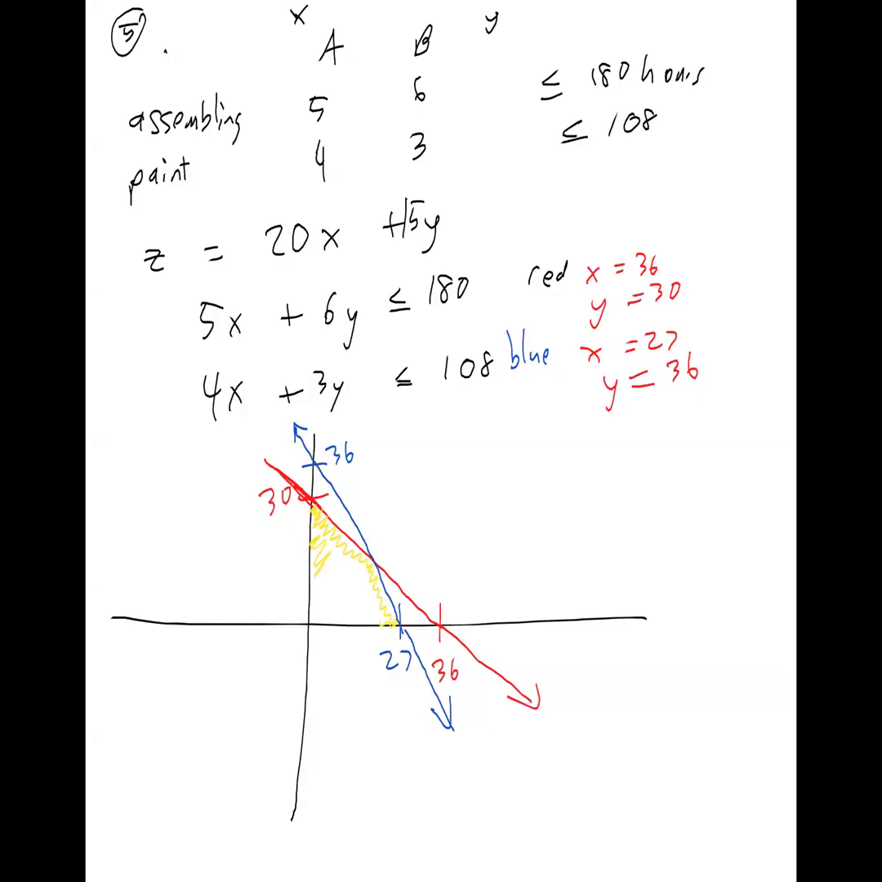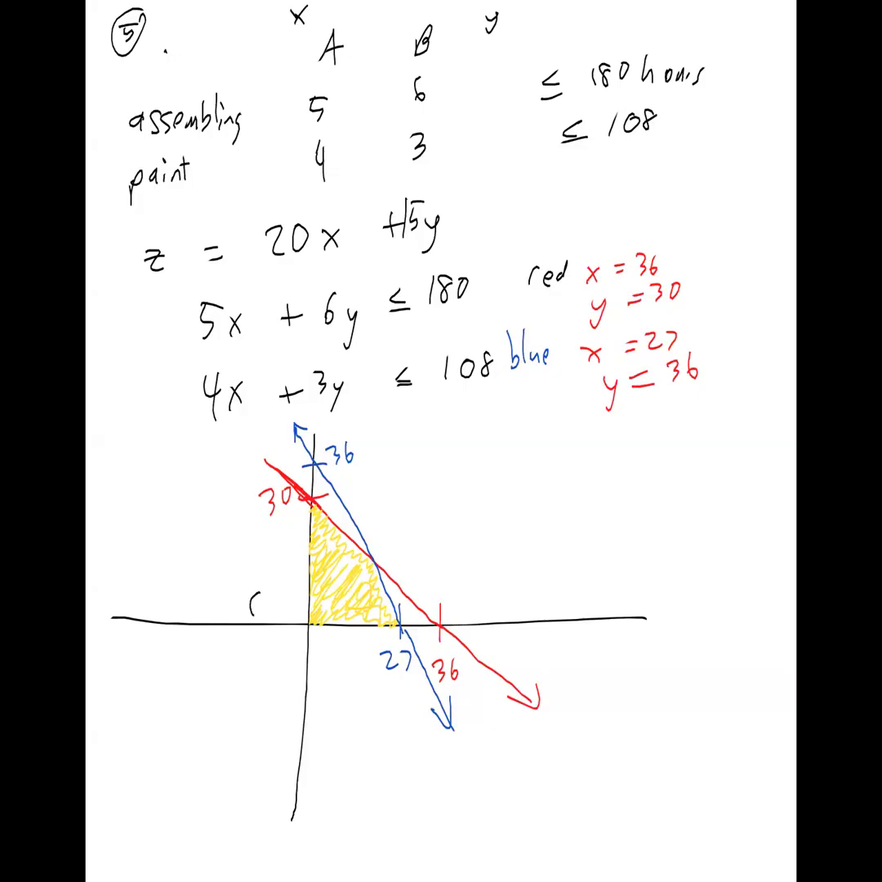and above 0 and to the right of 0 as well. So horizontally it's to the right of 0 and vertically it's above 0. That's the area that can be studied. Now let's look at the corners of that area.